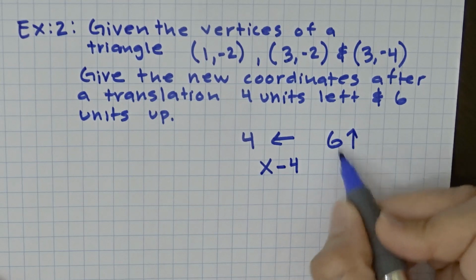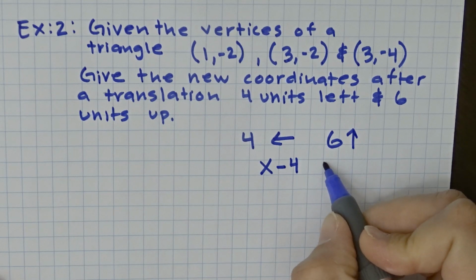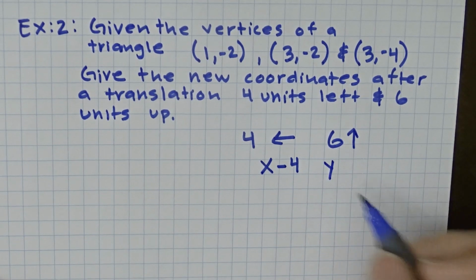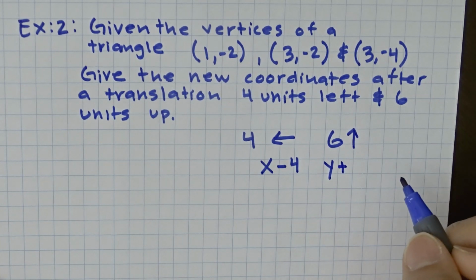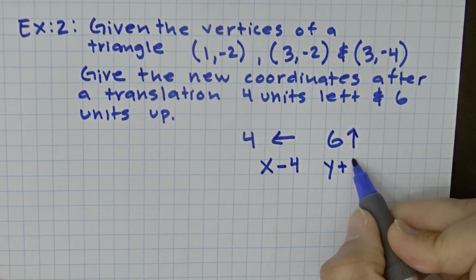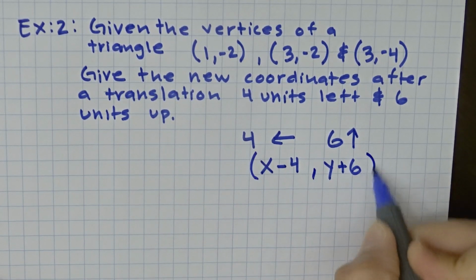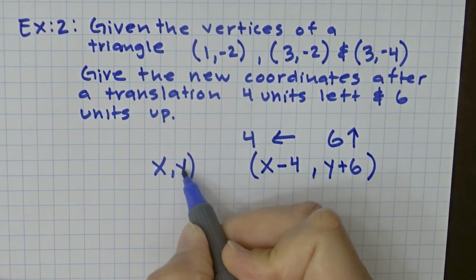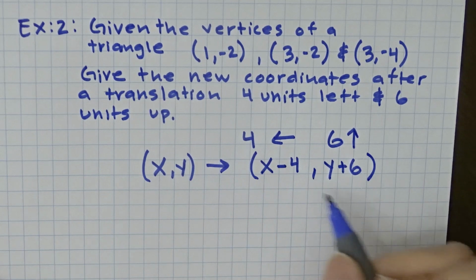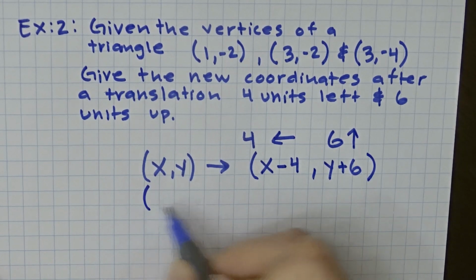And if I have my 6 units up, that is my vertical coordinate, which is going to be affecting the y. And I'm going to go up, so that means it's going to be adding, because the coordinates are going to get larger by 6 units. So that is actually my rule. So that means my original x, y coordinates are going to be transformed into my new translation with new points given these rules. So let's go ahead and list our points that are given.